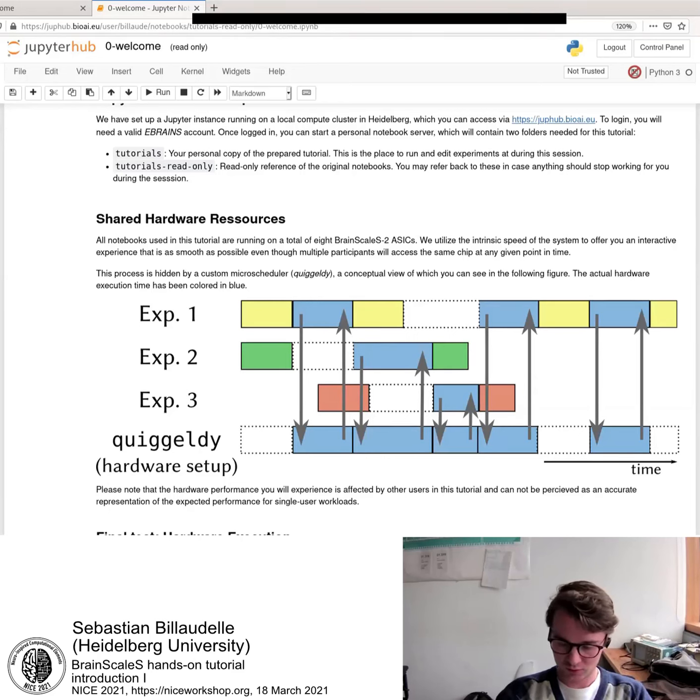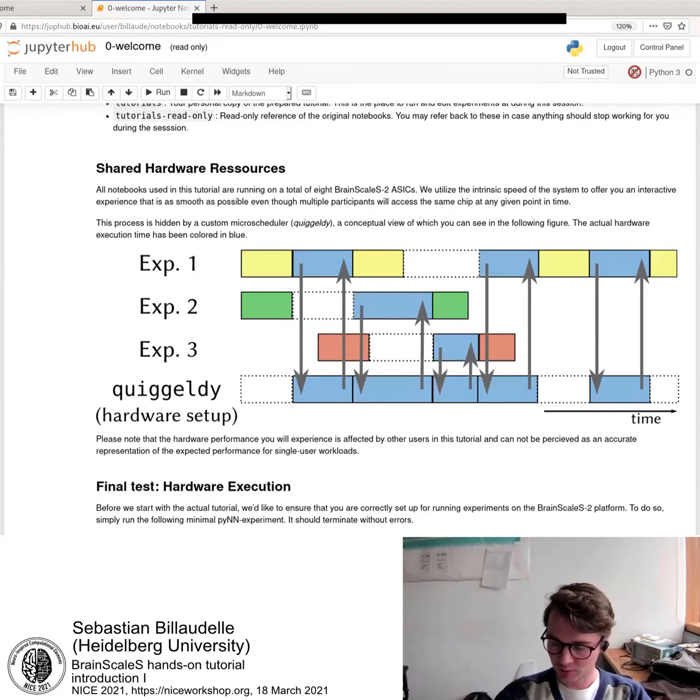But instead, we are going to time multiplex your experiments on our hardware using a microscheduler called Quigledy. It is trying to optimize all your experiments to fit them, to interleave them. And so you shouldn't really notice that, besides maybe a slight slowdown when the resource is blocked by an experiment. But you don't have to hold a resource and then free it again, not to annoy other people. So you can just continuously execute your Python cells in the notebook, and everything should be done in the background. If you have any technical issues, please raise your hand.